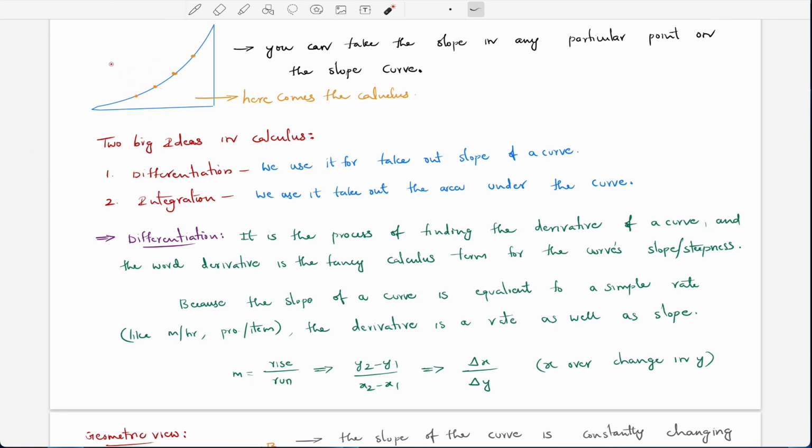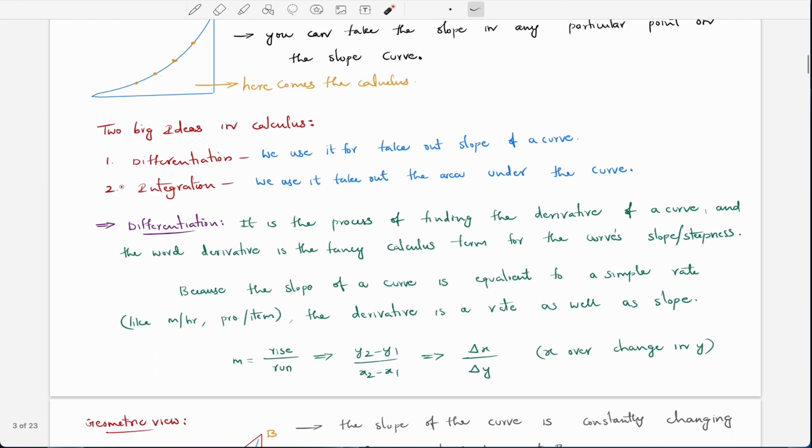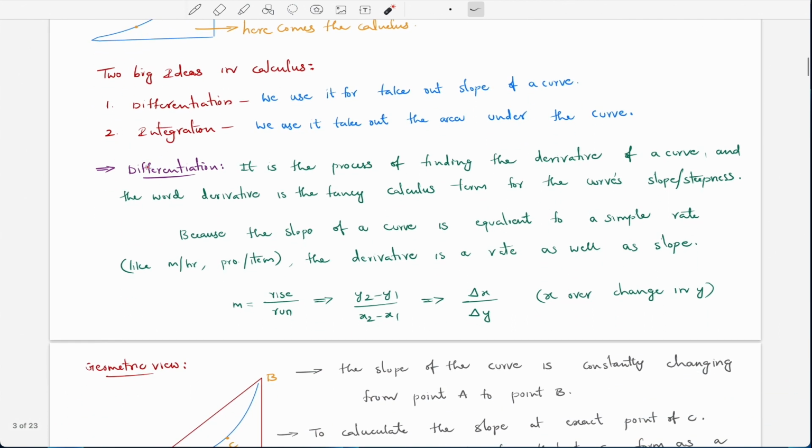Another way is we take a partial derivative. This is called a partial derivative. I'm going to explain it clearly in our further lectures. I'm going to cover a complete lecture on differentiation and a complete lecture on integration in a detailed way. It's just a basic introduction to calculus and the different kinds in calculus.